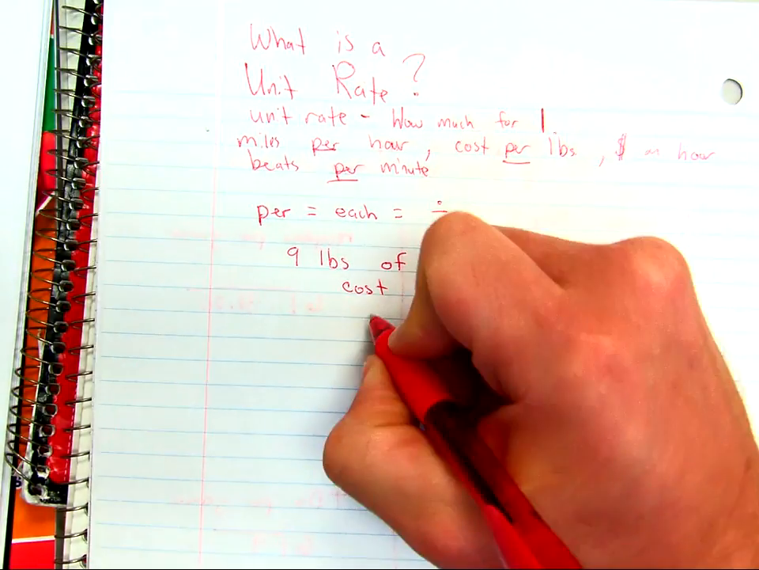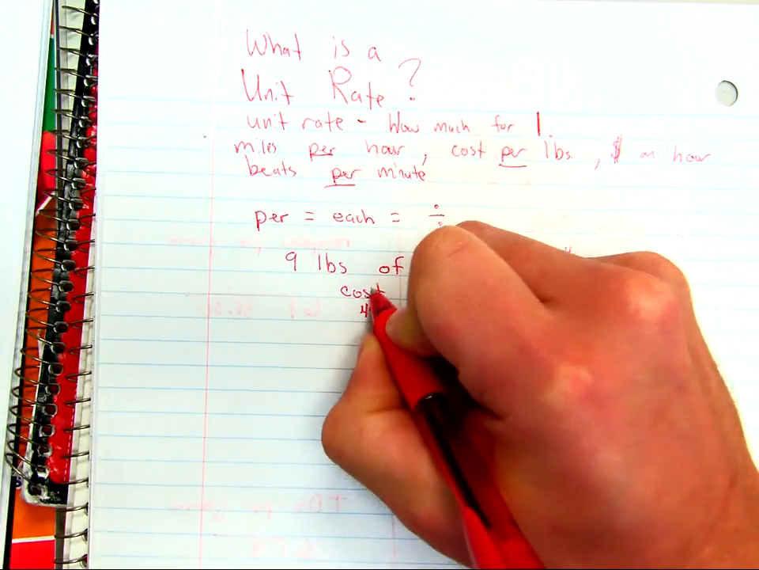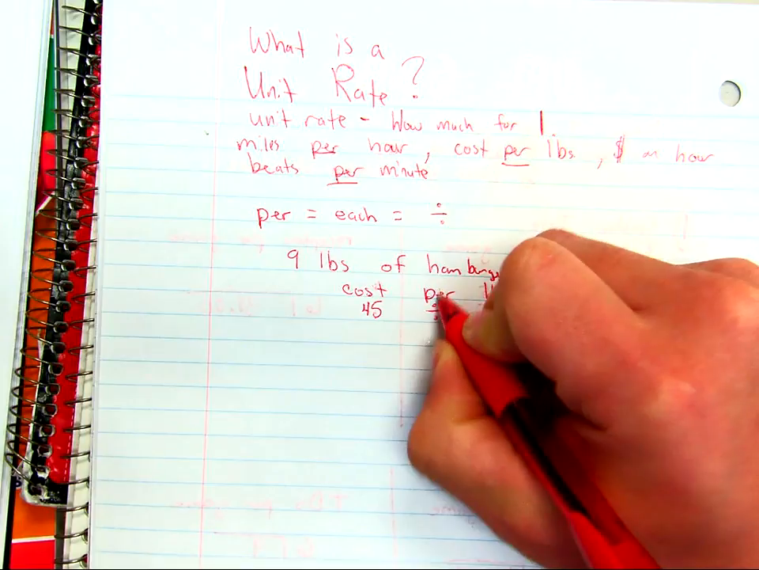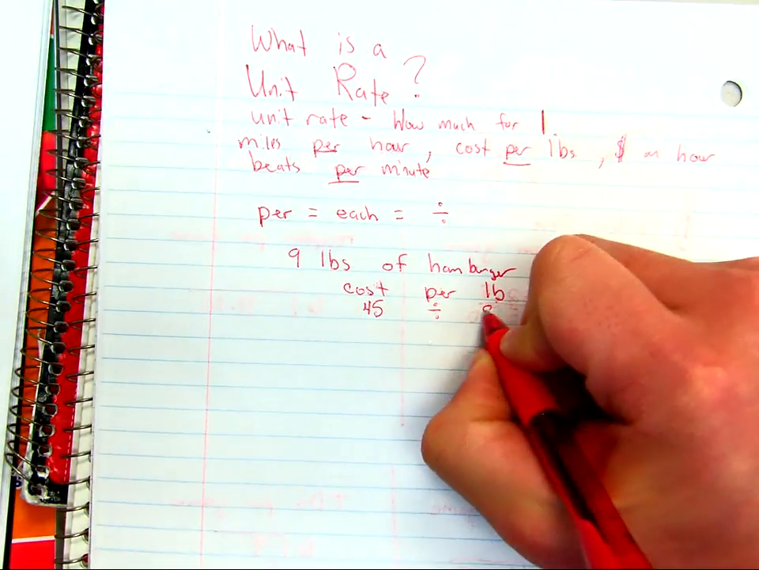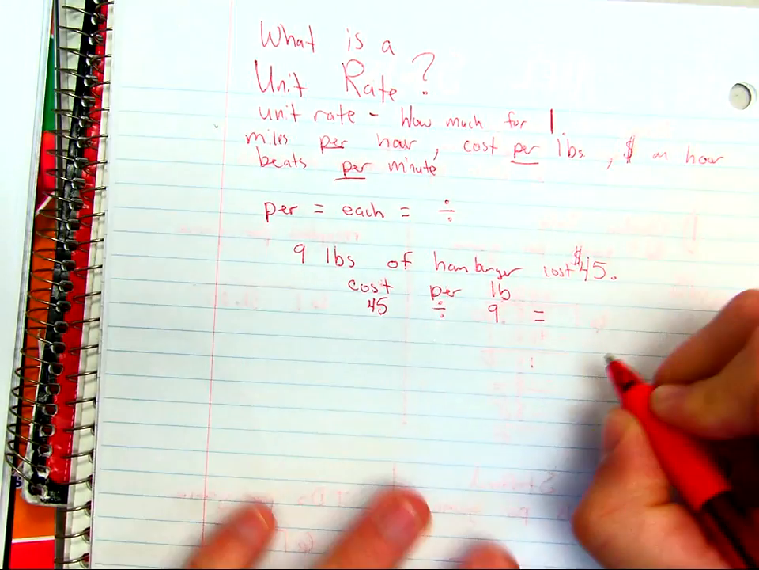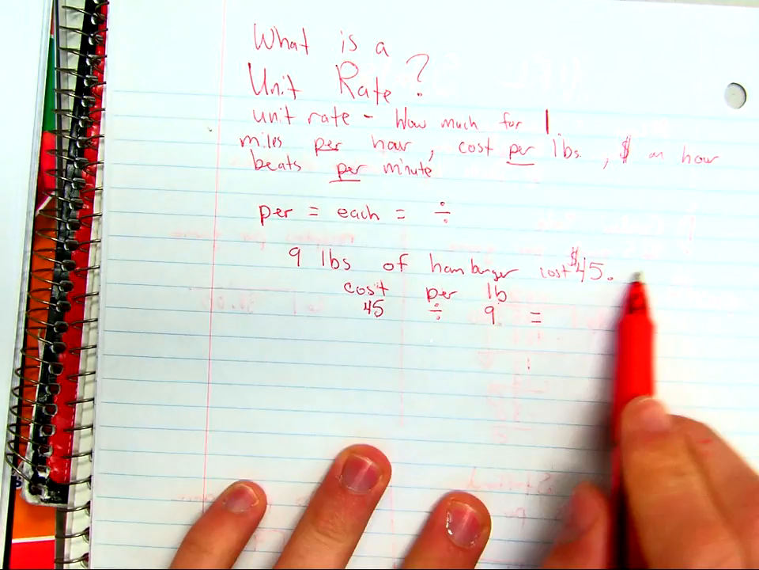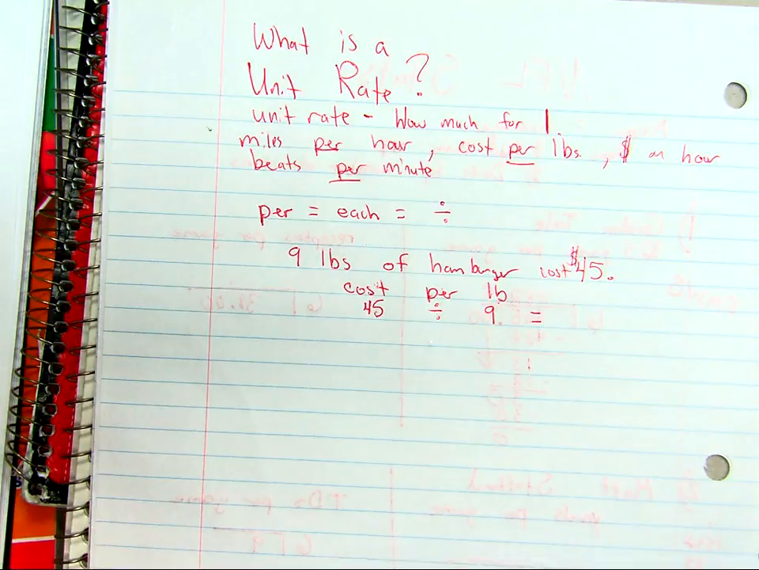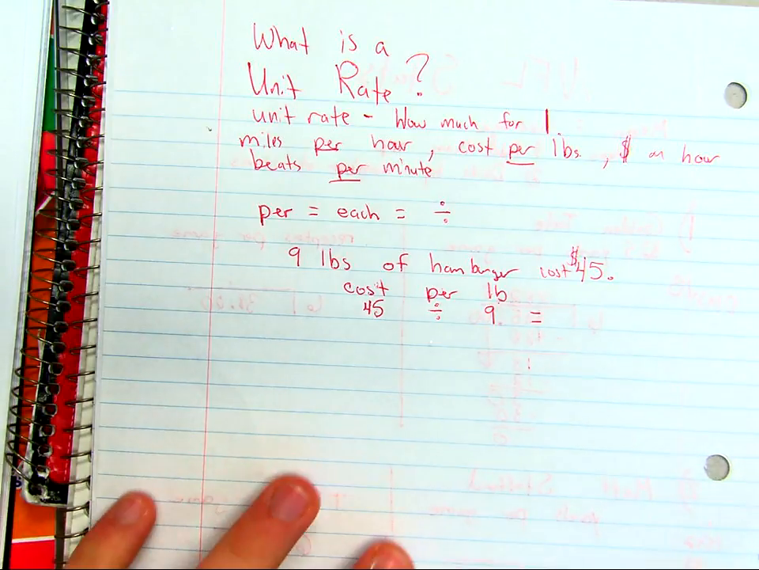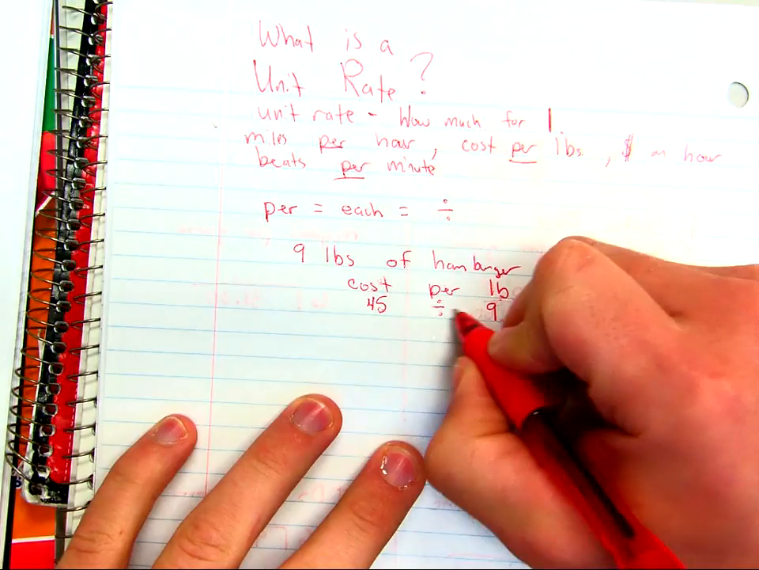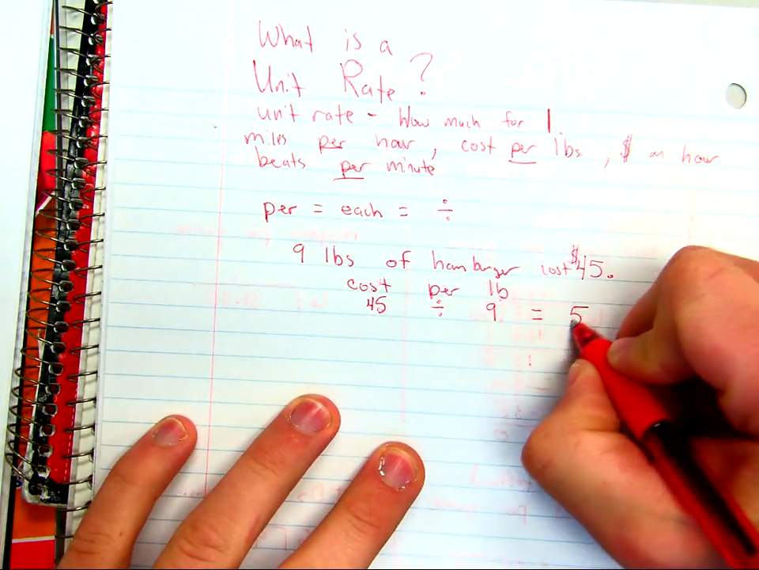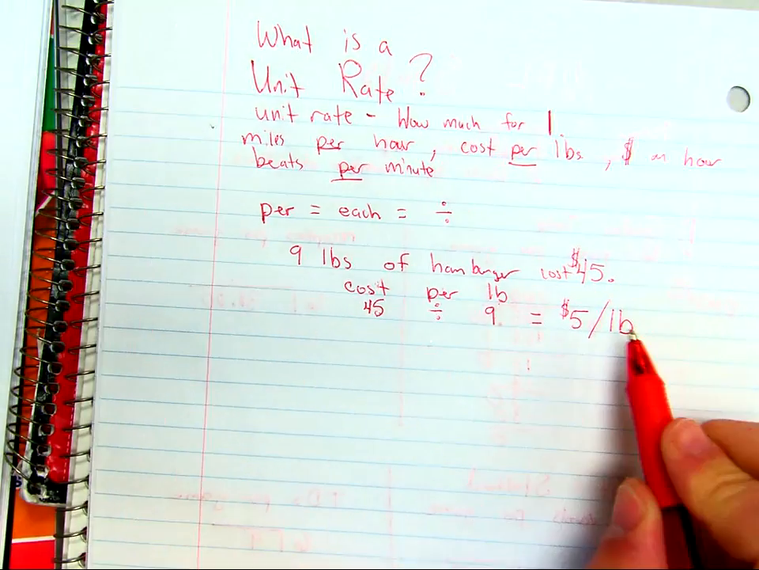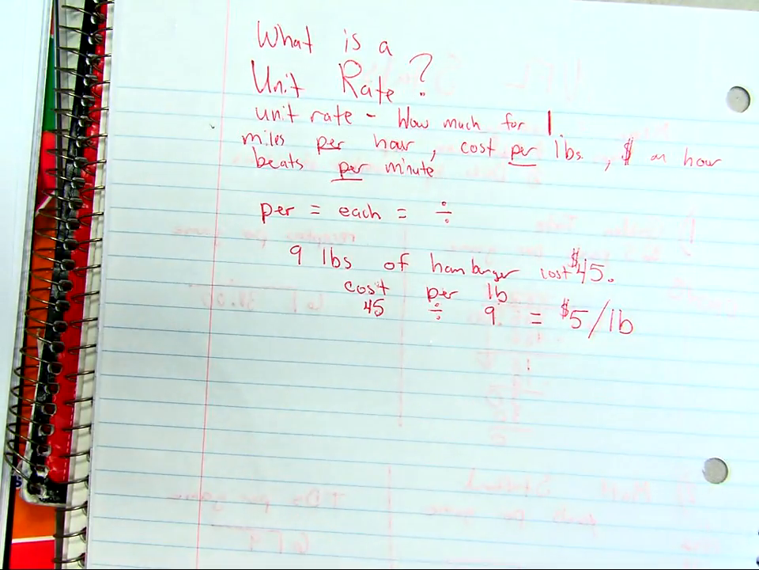All right, so my cost is 45. Notice that the cost goes right here. Per means divide, and it means each pound, for 1 pound, and my pounds is 9. So my unit rate, this is the rate, $45 for 9 pounds. My unit rate is it in simplest form. It's how much is it going to be for 1? And so that 45 divided by 9, it's going to be $5 a pound. $5 per pound. Simple enough, right?